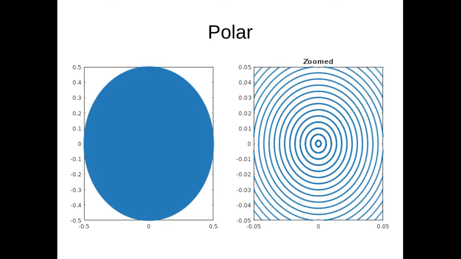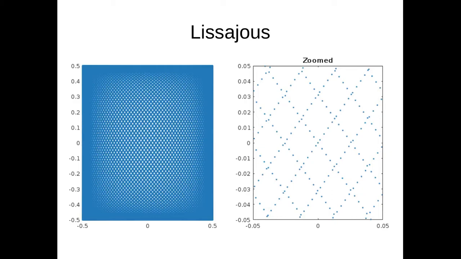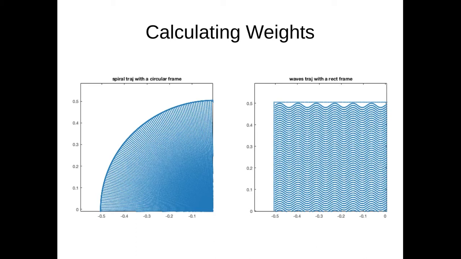The following are the trajectories we generated. We used the parametric equations of these trajectories. The user can modify some of the parameters optionally. We use the Voronoi method to calculate the weight of each non-Cartesian data point. However, since the Voronoi method returns unreasonably big weights for the radially outermost data points, we bounded the original data using a frame. In our demonstrations, we used a circular frame for spiral, radial, and rose trajectories, and a rectangular frame for the Lissajous and wave trajectories.